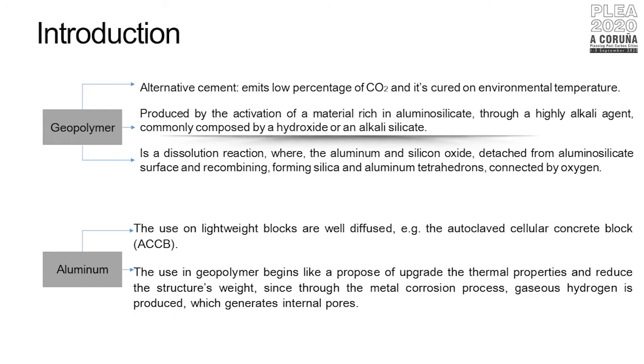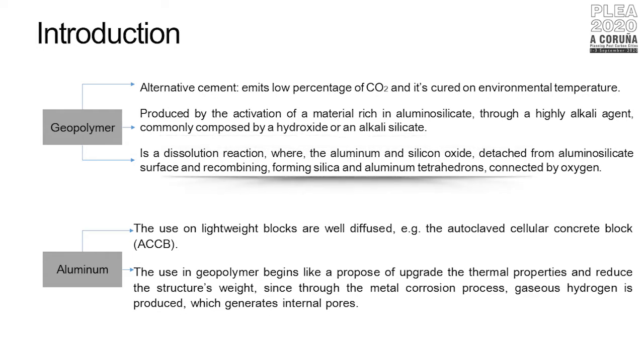Geopolymers are cements produced by the activation of a material rich in aluminum silicate through a highly alkali agent, commonly composed of a hydroxide or an alkali silicate. What originates the geopolymer is a dissolution reaction, where the aluminum and silicon oxide detach from the aluminum silicate surface and recombine, forming silica and aluminum tetrahedrons, connected by oxygen.